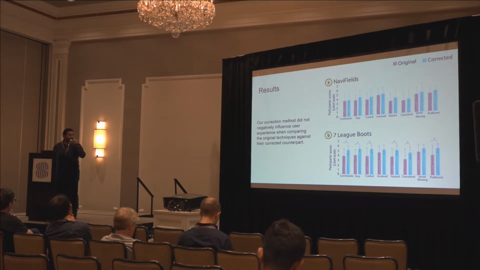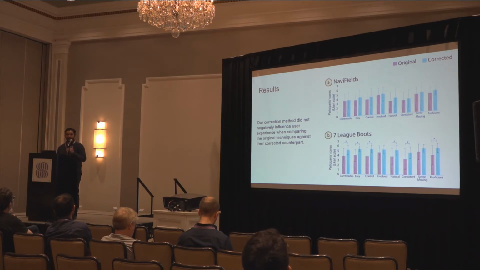in the navi field example on the top, we found no significant difference, and we were expecting that. But something happened when using 7-league boots. Maybe we think that there was a kind of self-achievement effect. So as the users were reaching a higher number of flags or extending the navigation time, they could attribute some of these to some of the factors in the questionnaires.